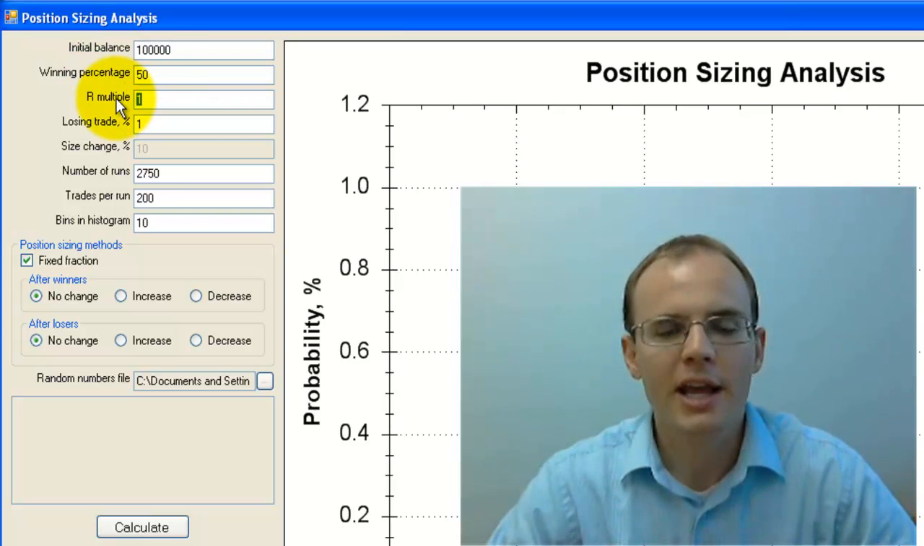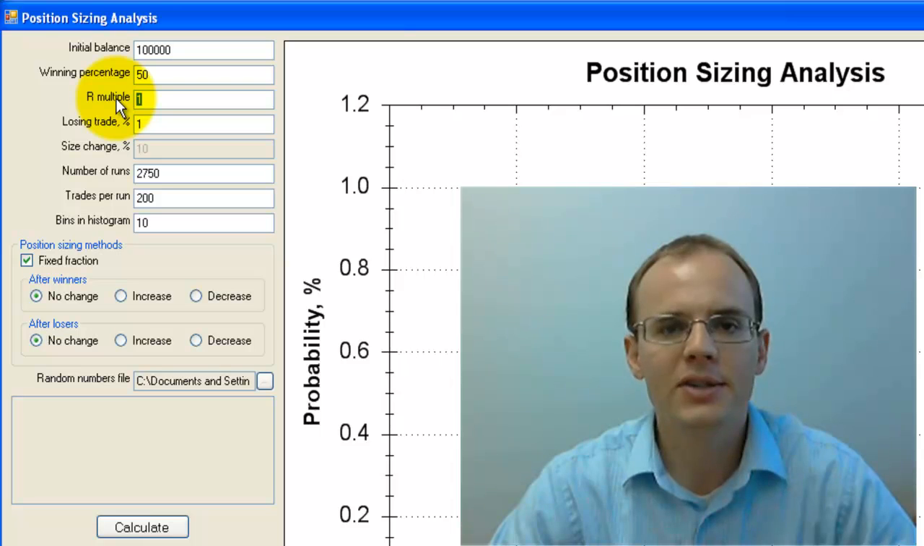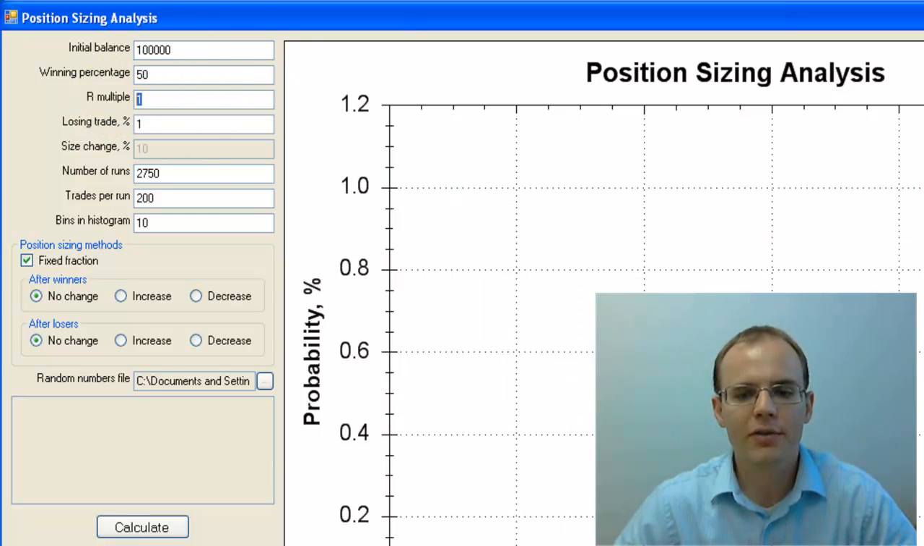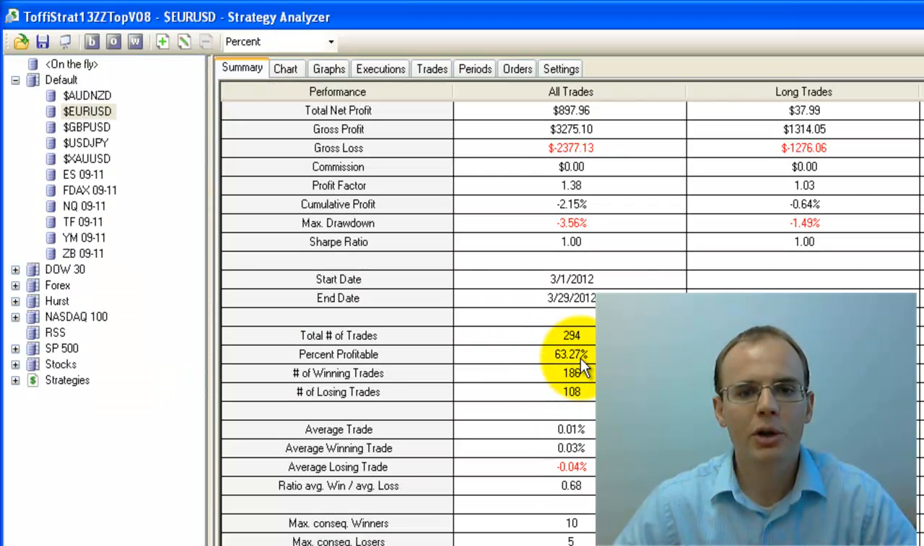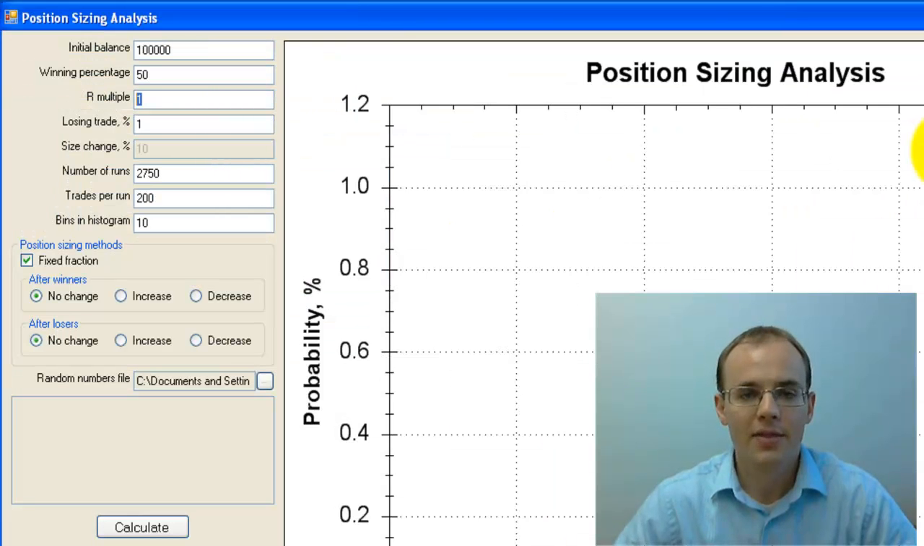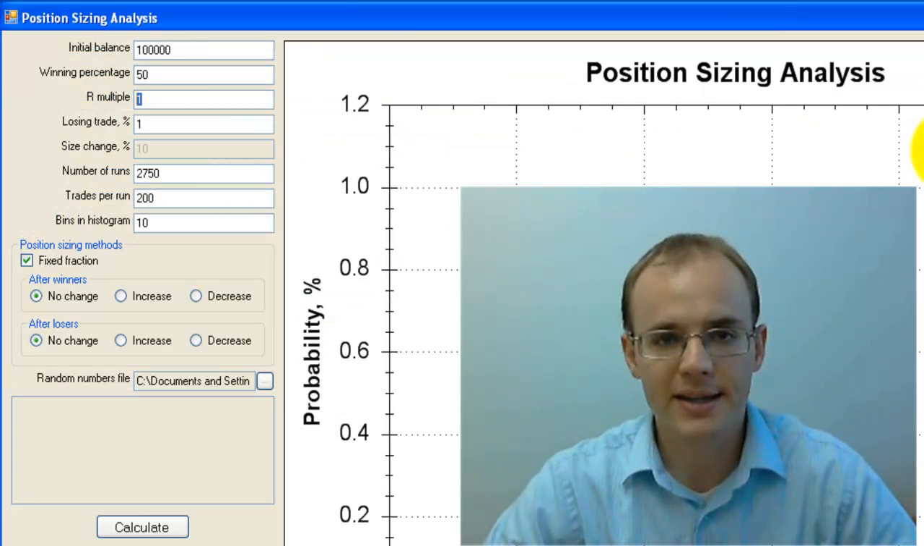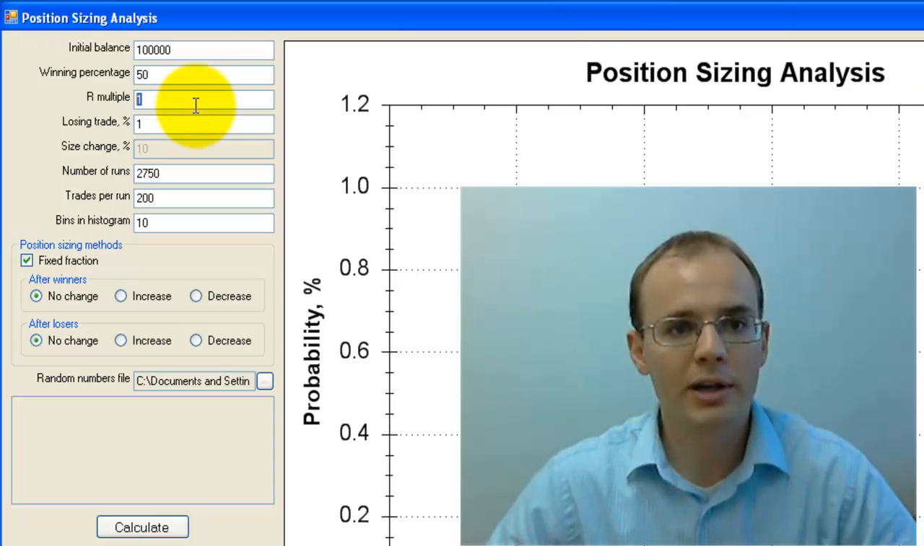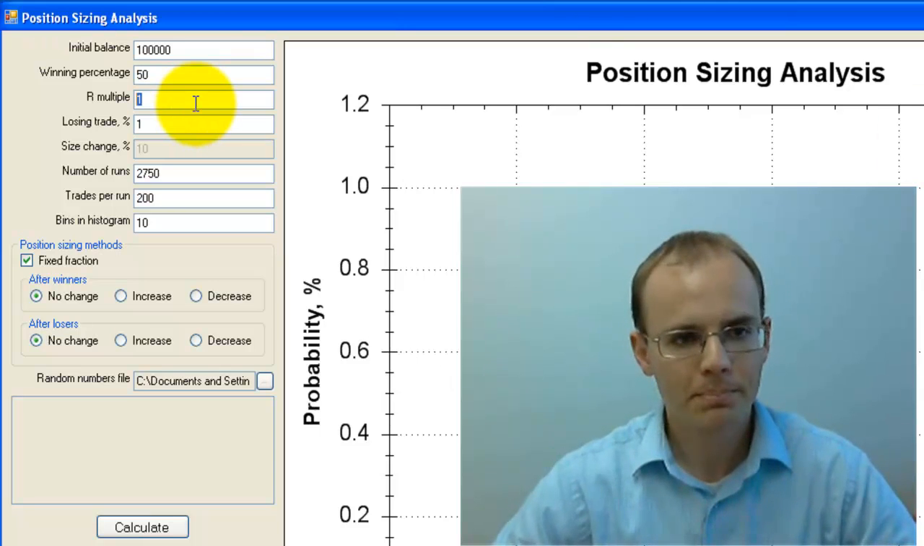The R multiple is the ratio of the wins to the losses, and that's the amount that you win divided by the amount that you lose. In this case, I'm setting it to 1, and if you're still not comfortable with that, you can take it straight from your back test. If you're familiar with NinjaTrader, you'll notice that there's an analytic here that says the ratio of the average win to the average loss. In this case, it was 0.68. That is the R multiple. It's the exact same thing. Here, we win $1, we lose $1.